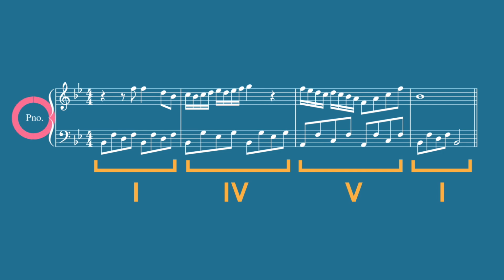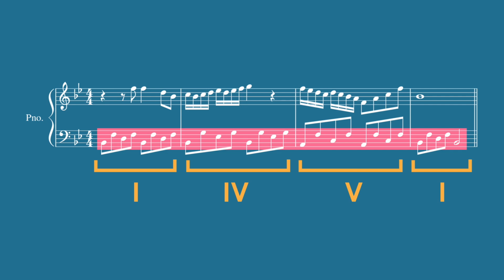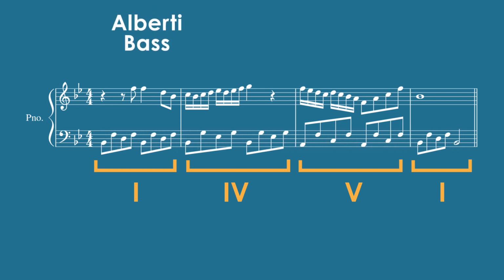We can see that it's written for piano, and one of the first things you'll notice is that this bass line uses an alternating pattern. This is called Alberti Bass, named for Domenico Alberti, a composer who lived in the 1700s. He wasn't the first to use this pattern, but he used it so much that people started calling it Alberti Bass, and we still do, almost 300 years later.